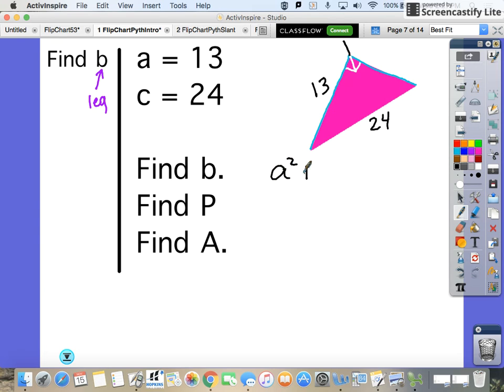Start with a blank Pythagorean Theorem template. A squared plus B squared equals C squared. And we will fill in what we know. A is 13. B, we don't know yet. And C is 24.